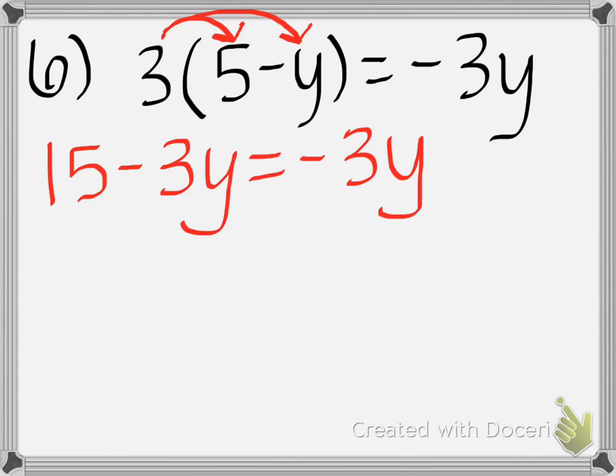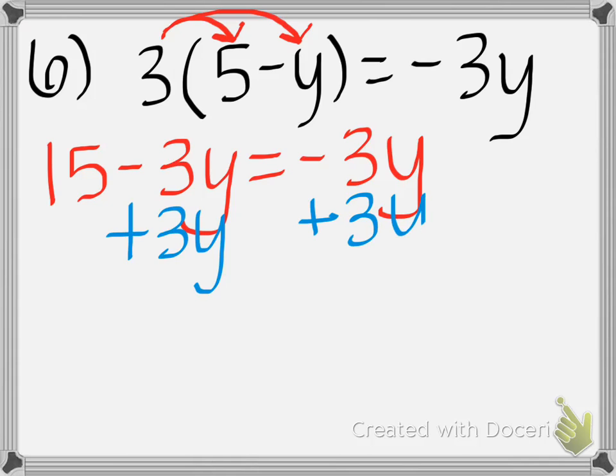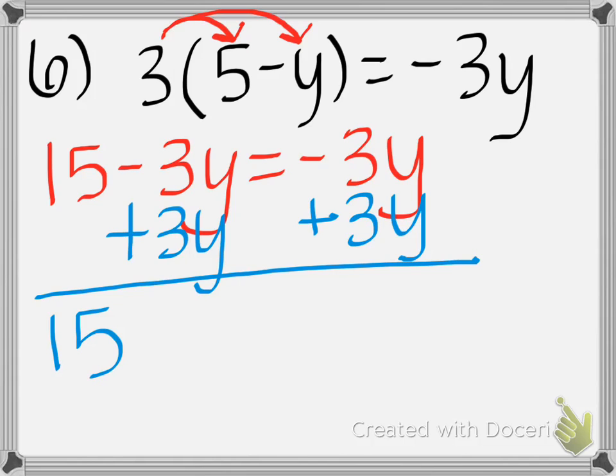So now we have y's on the right and the left, and we're going to combine our like terms. So I'm going to move this 3y, add it on both sides. So over here I'm left with negative 15. I have negative 3y plus 3y. Those would cancel, equals 0. And then negative 3y plus 3y over here is also going to cancel and equal 0. So now I have negative 15 equals 0.